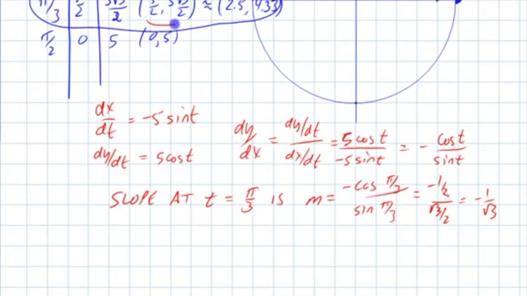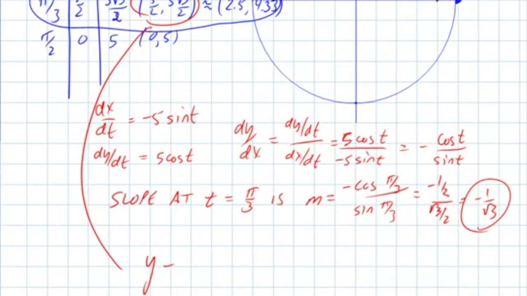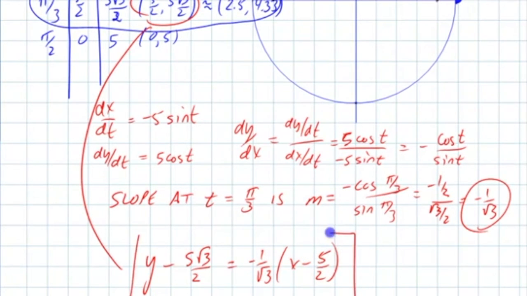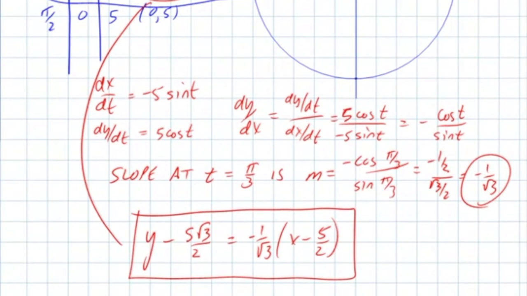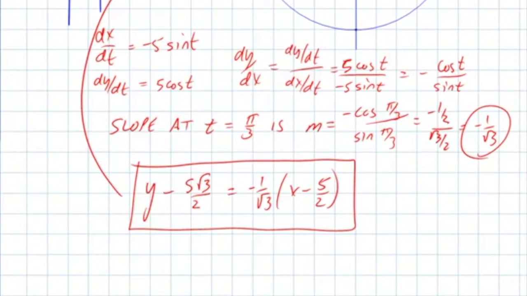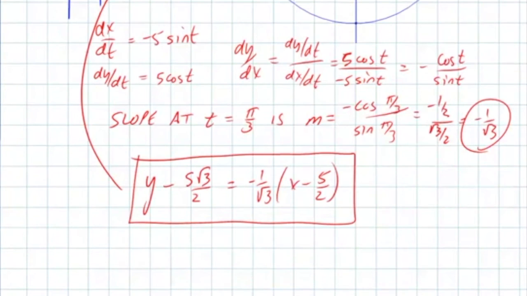Now we have the point from up above, and we have a slope, negative 1 over root 3, so we can write the equation of the tangent line: y minus 5 root 3 over 2 equals our slope times x minus the x value, 5/2. Now we have the equation of the tangent line. And that completes the lesson on chain rule and derivatives of parametric equations.